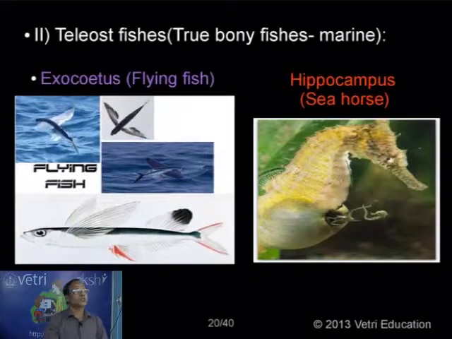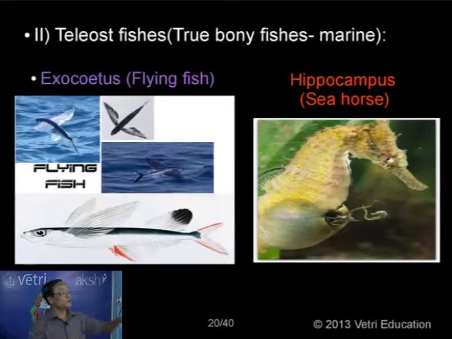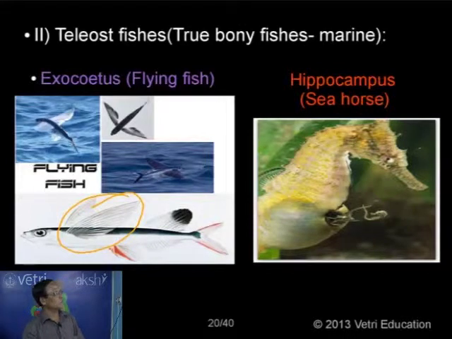Now the teleosts, true bony fishes, and those fishes which are found in marine water. Some examples: Exocoetus, the flying fish. See that one, the pectoral fins are modified into wings. That is why they have the ability of flying.